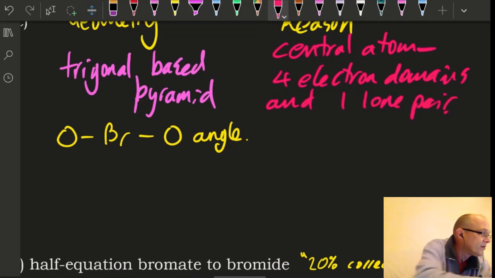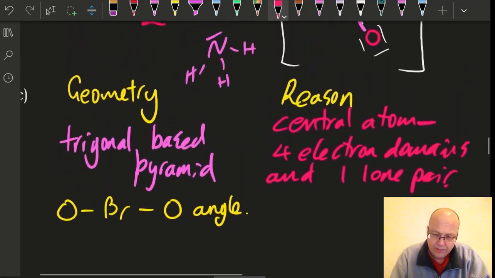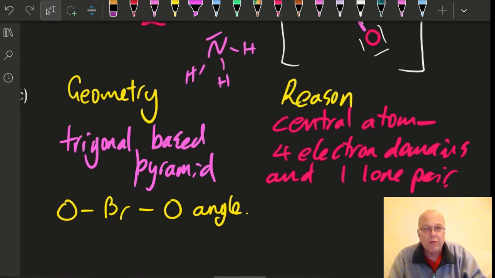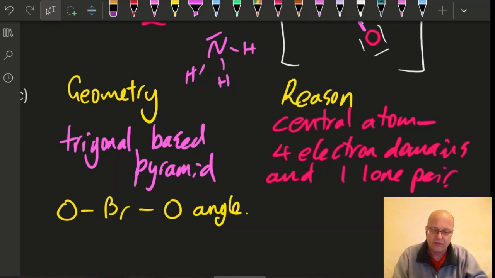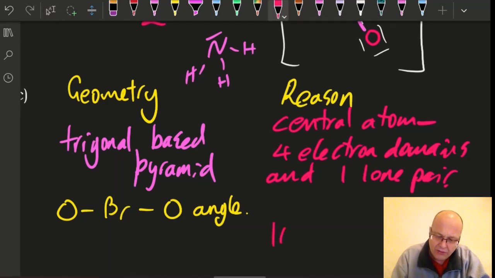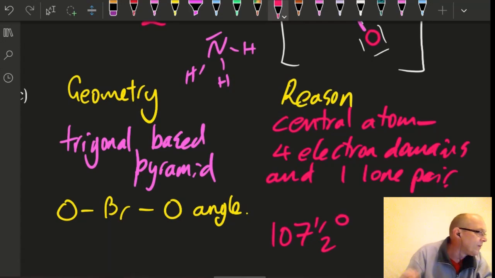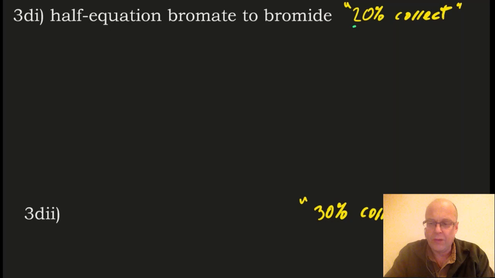Let's check the answers. It's got to be right, come on. 4 electron domains. Nice. Oh, and they want the angle as well. Well, if it was a regular tetrahedron, it would be 109.5 degrees, but that lone pair of electrons is repelling the bonded pairs down, so it's going to be 107.5 degrees, isn't it? Just like ammonia. Yep. 20% correct, eh?